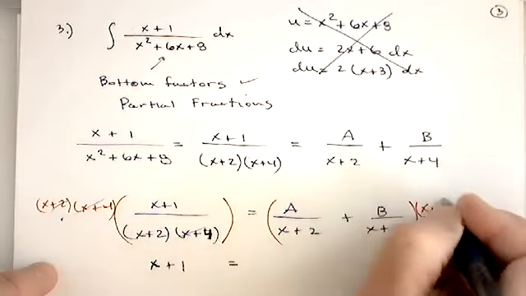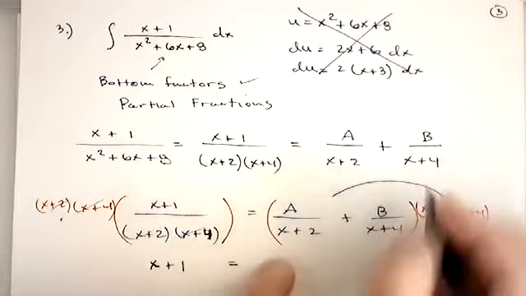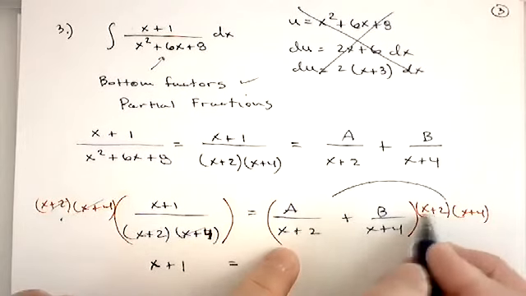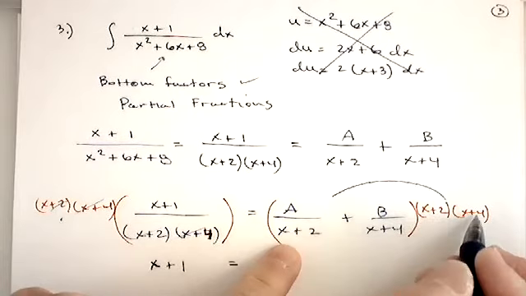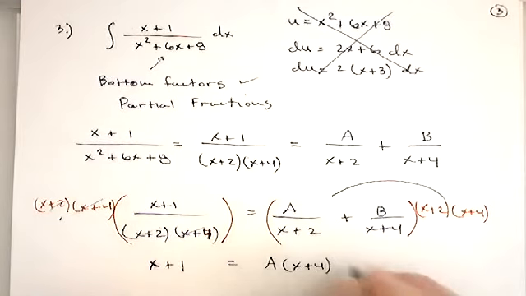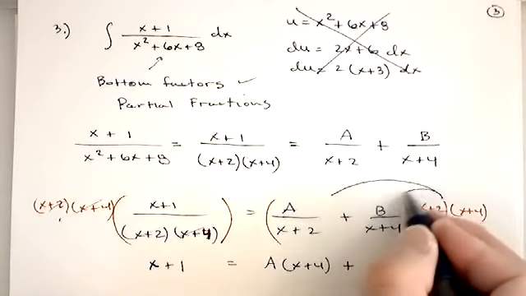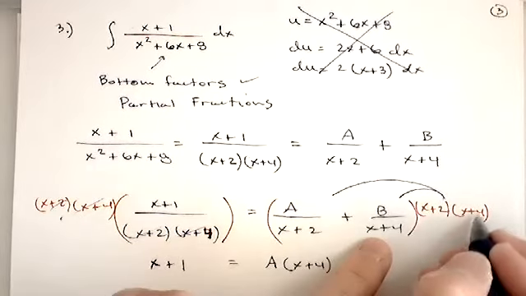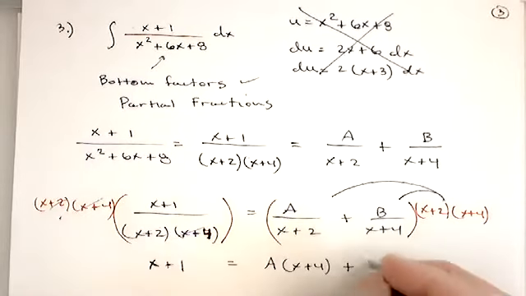On the right side, when you distribute this into the first fraction, do you see that the x plus 2s are going to cancel? Because there's one down here, there's one here. So that's just going to leave me with A times x plus 4. And when I distribute it into the second one, the x plus 4s are going to cancel. So it'll be B times x plus 2.